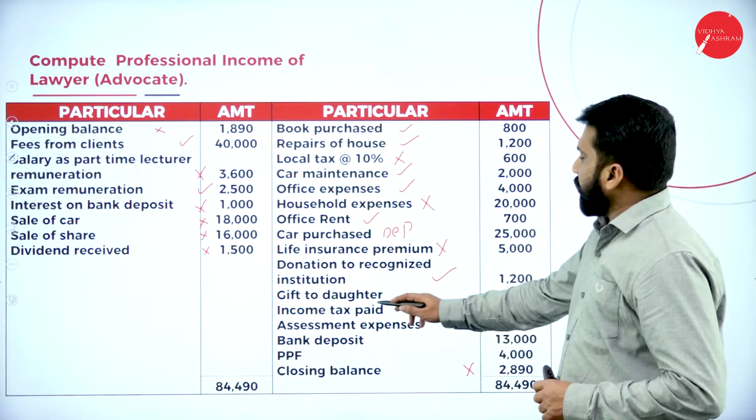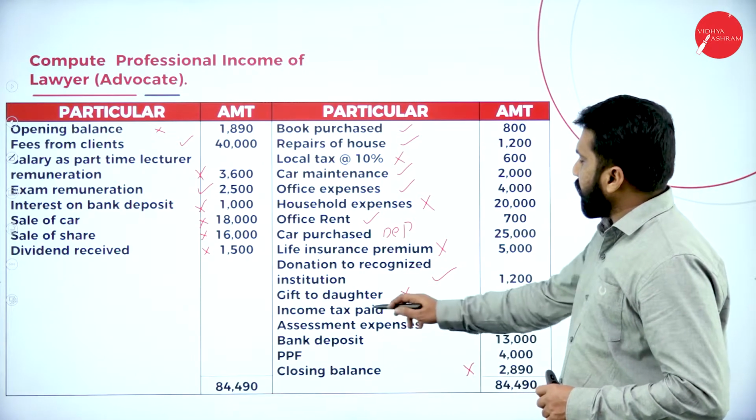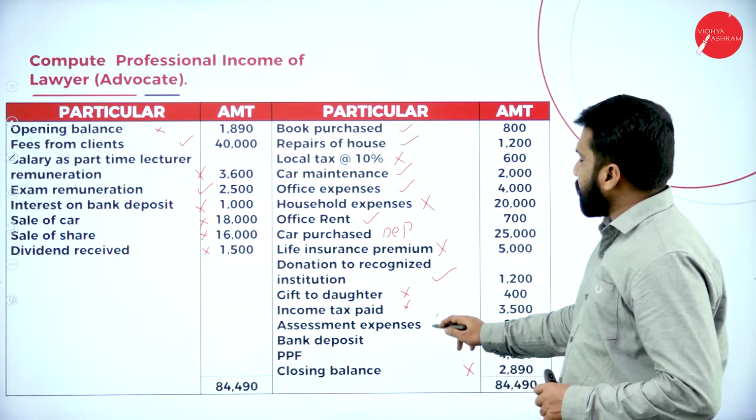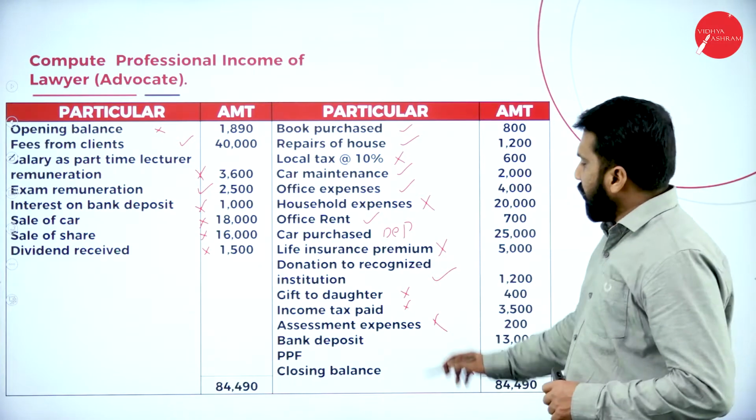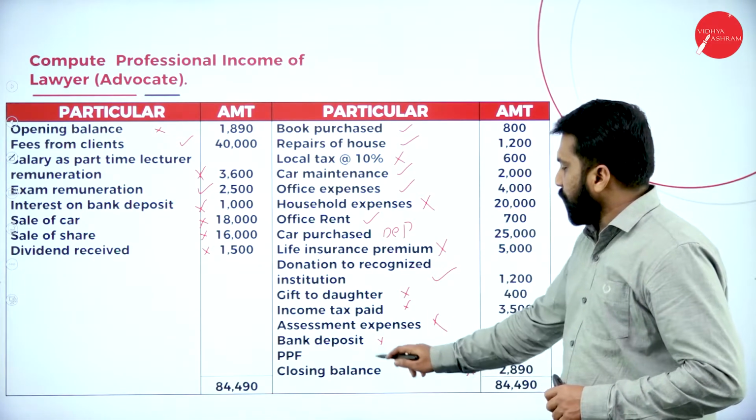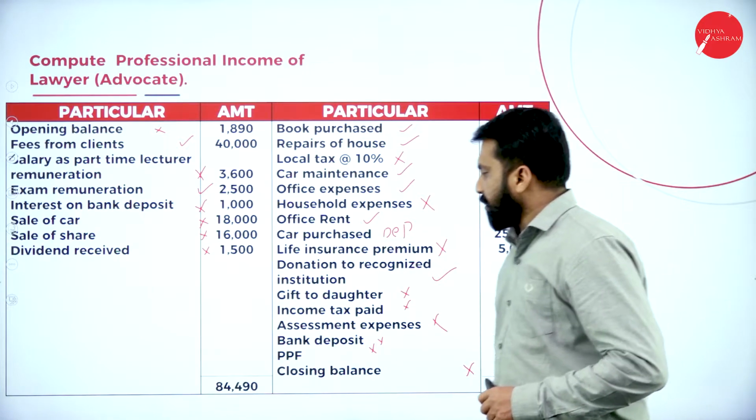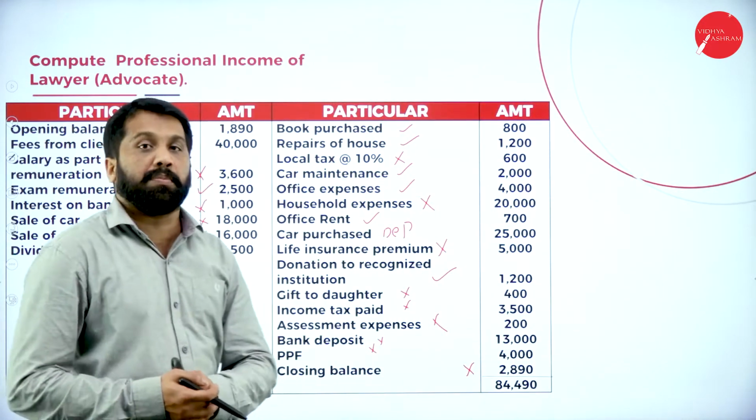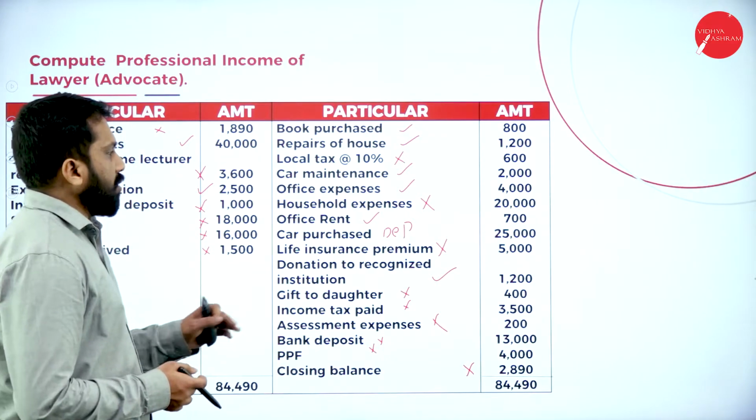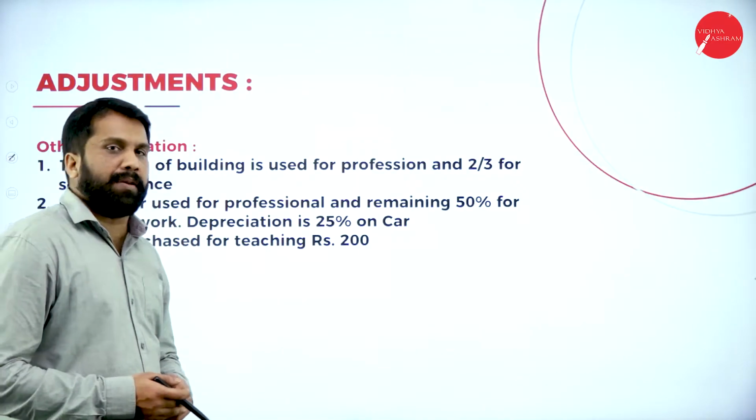Now, gift to daughter, no. Income tax paid, no. Assessment expense also, no. Then bank deposit, no. PPF, no. Closing balance also we will not consider. Hope you are clear. Yes, I'll go to the answer. We'll do it one by one.